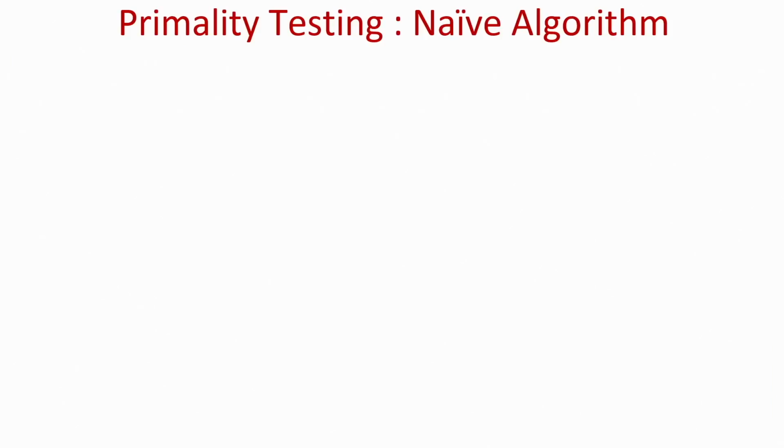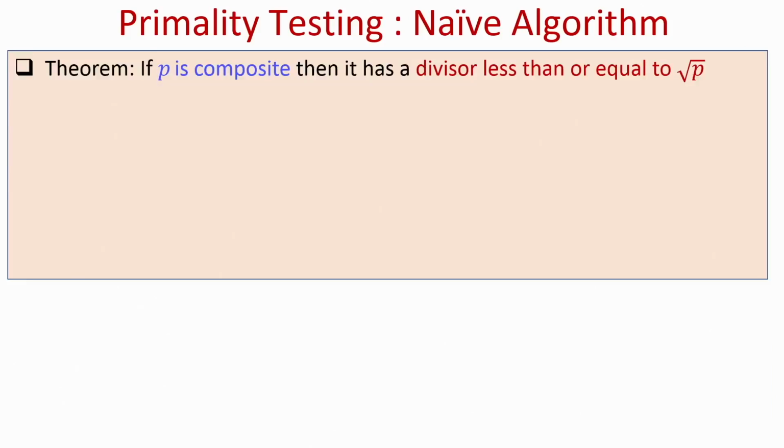Now, the next question is how exactly we check whether a given number is a prime number or not. I will be discussing the Naïve algorithm which many of you might be aware of. The algorithm uses the fact that if your given number p is a composite number, then it will have a divisor which is less than or equal to the square root of that number. And the proof is very simple.